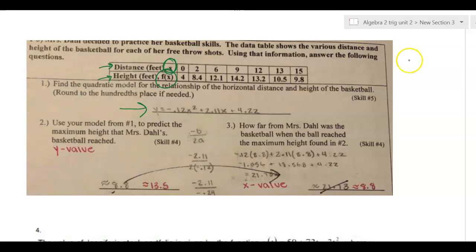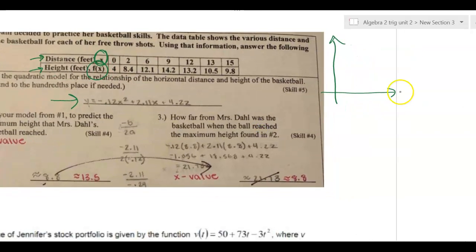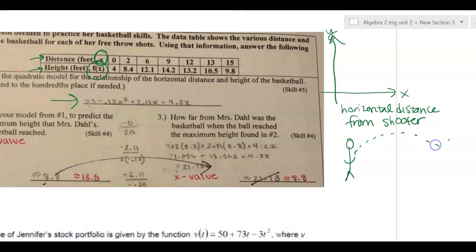is the distance vertically. And so I'm actually going to sketch this little xy axis over here off to the side, and just remind myself that if this is x and this is y, x is my horizontal distance from the shooter. So when she's shooting the ball, like here she is shooting the ball, and it's going to go like this. X is measuring this horizontal distance and y is measuring how high the ball is off the ground.